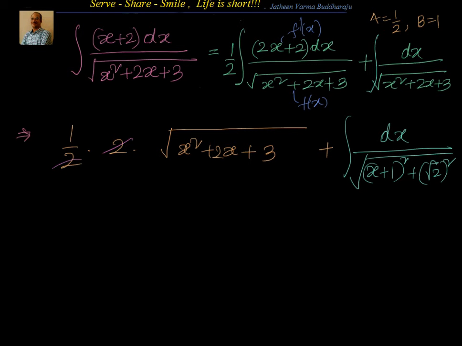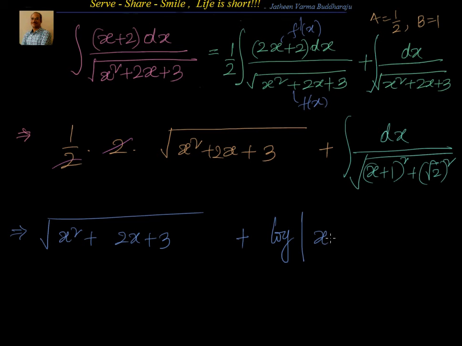So we'll go to the next step. We'll cancel 2 and 2. The next step is equal to root of x square plus 2x plus 3 plus log of x plus 1 plus root of x square plus 2x plus 3, which is the integral. We have skipped so many steps, but we have done so many problems. Now it should be easy for you to understand the steps directly.